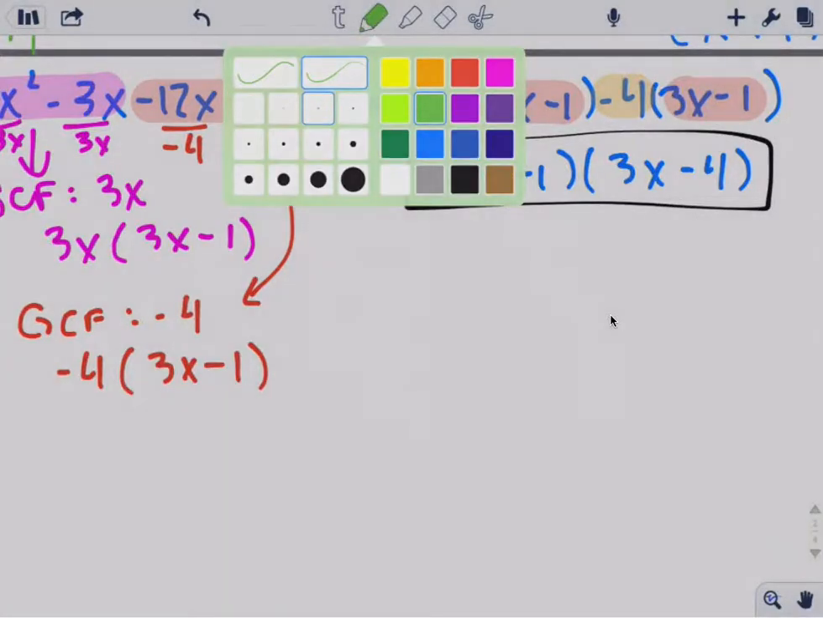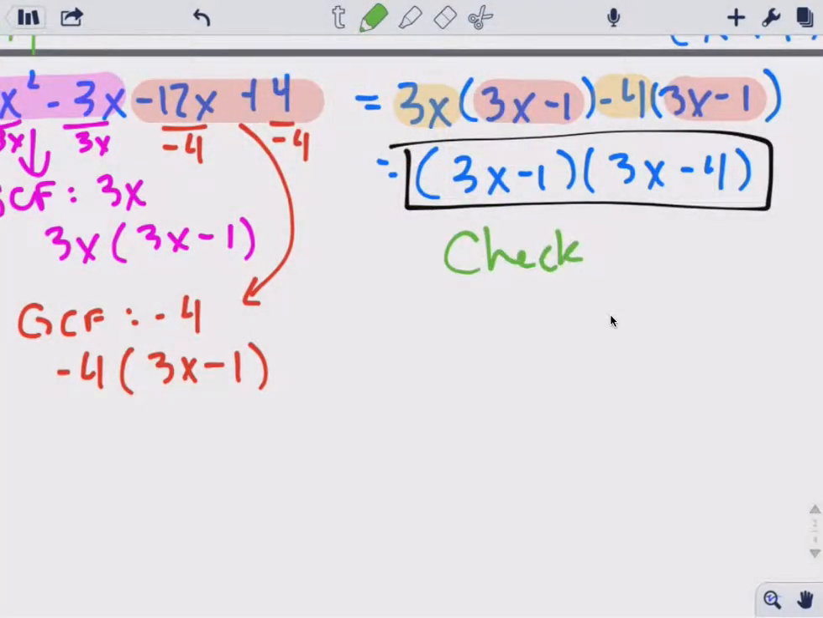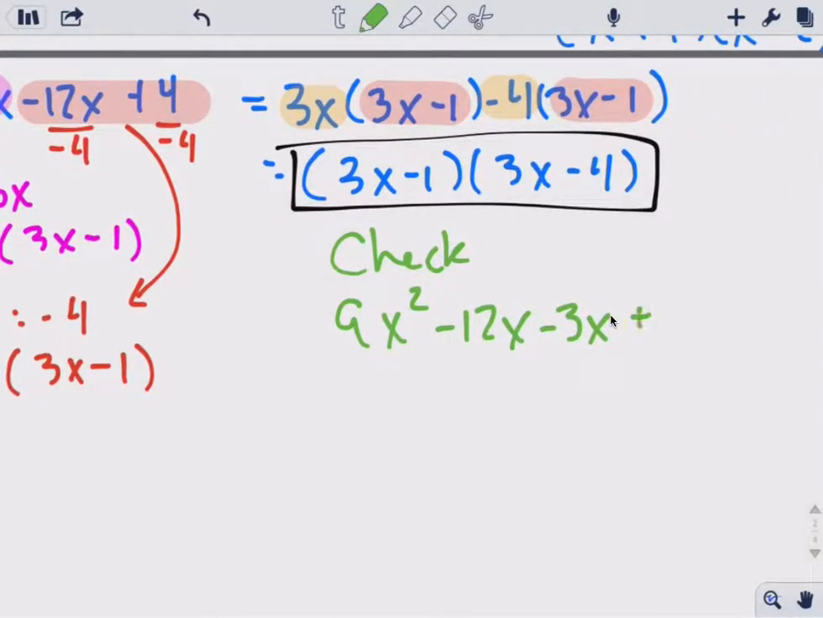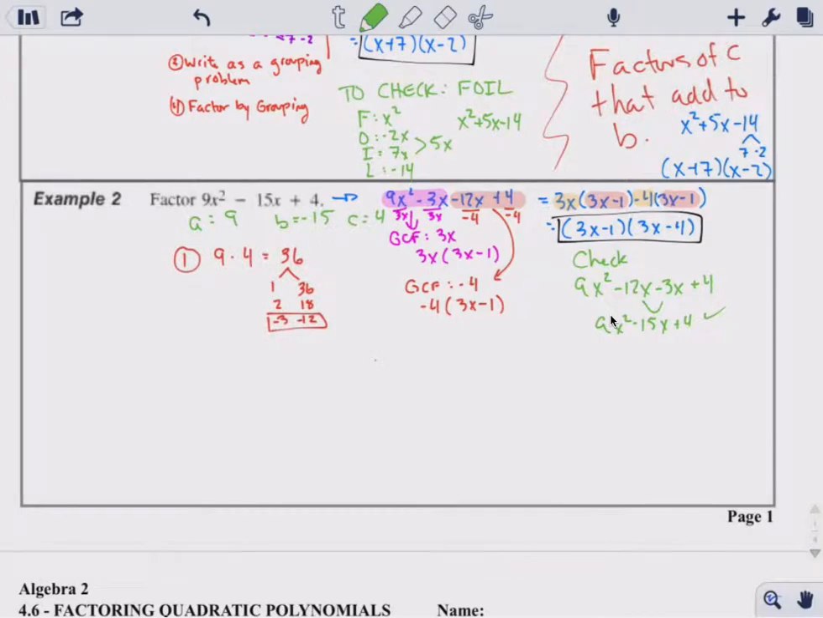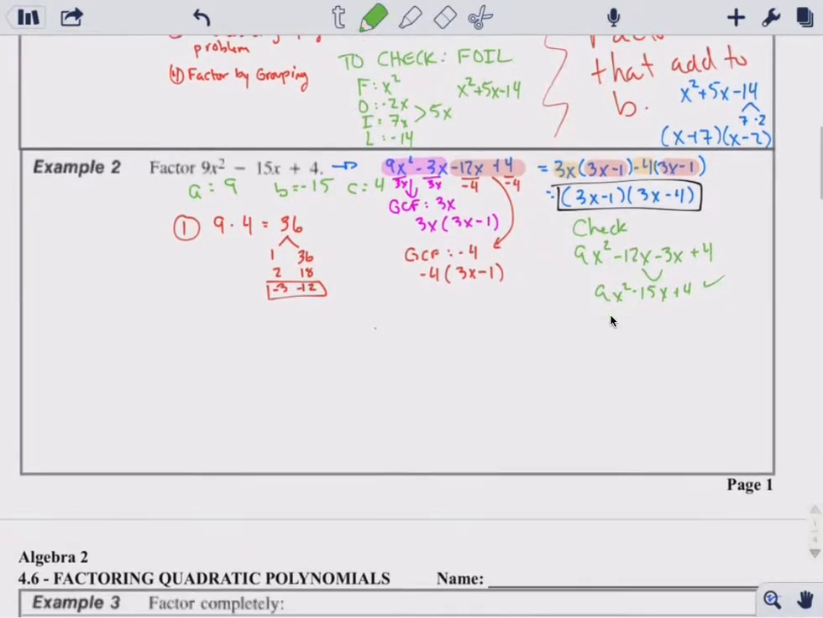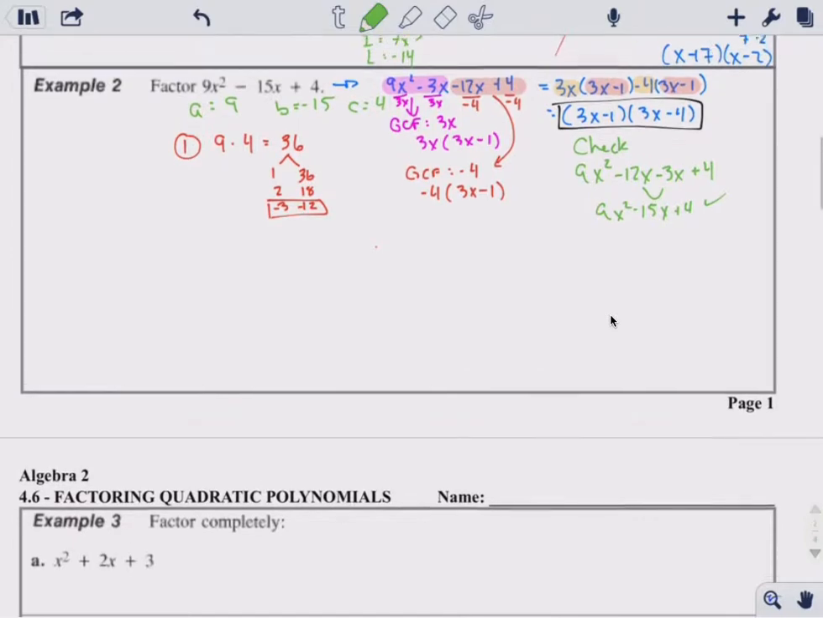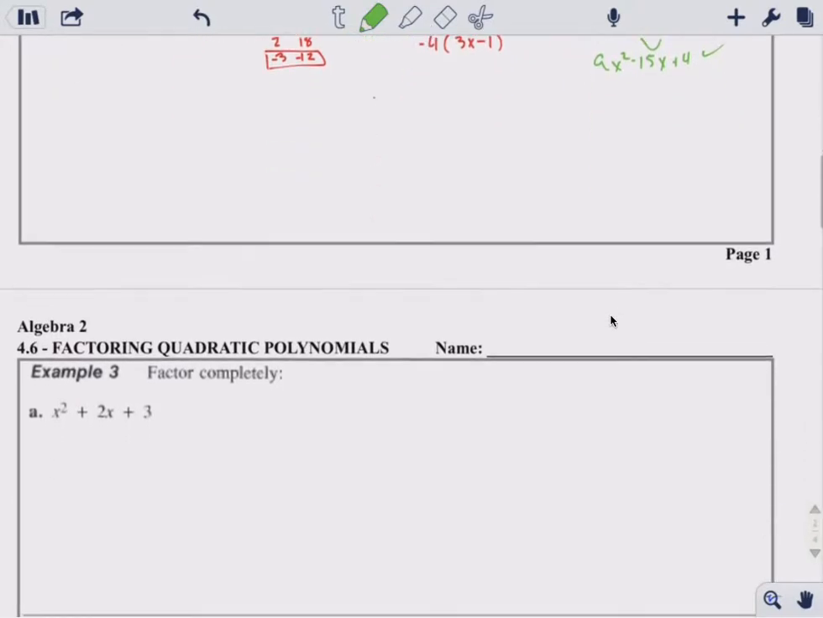So what do we do? We check it. To check, you FOIL. 3x times 3x is 9x squared. Outside, 3x times negative 4 is negative 12x. Inside, negative 1 times 3x is negative 3x. Last, negative 1 times negative 4 is positive 4. Those combine to give negative 15x plus 4, with the 9x squared, and it works out. So that's example 2. Again, this is a lot more work than you probably have to show, but it'll work either way.